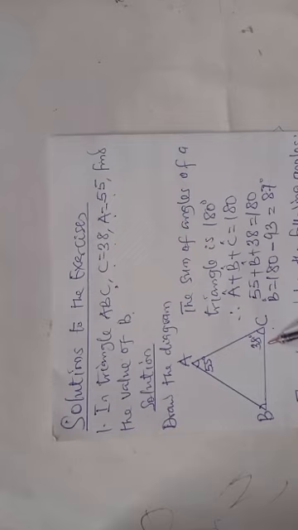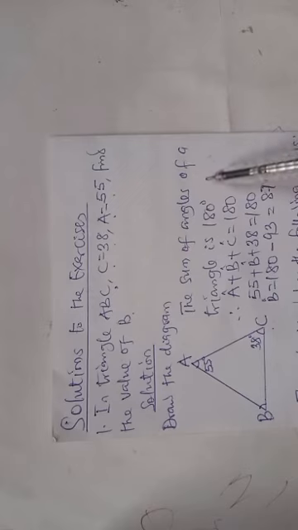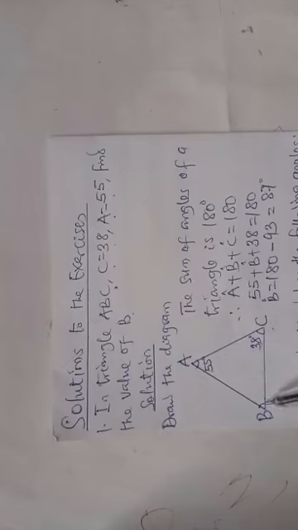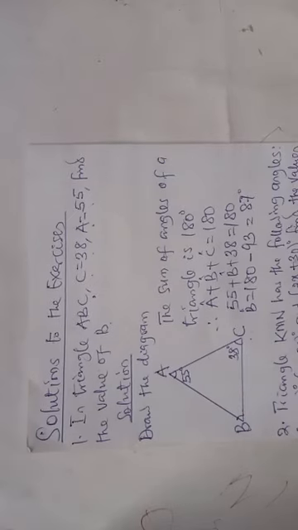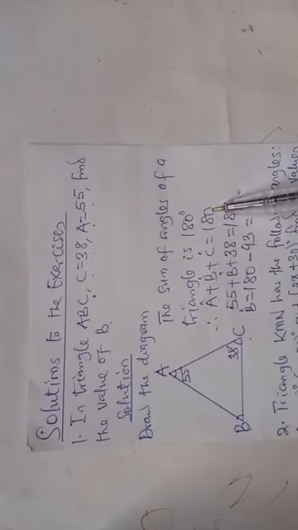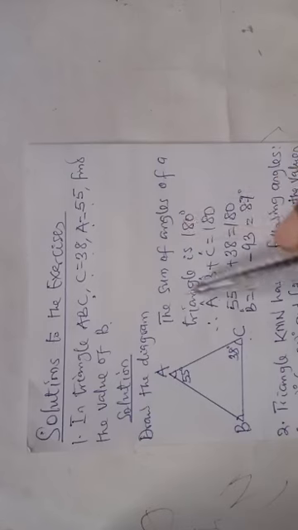Now to solve this kind of problem, we're going to employ a particular theorem. We say that the sum of angles in a triangle is equal to 180 degrees. That means the sum of all the angles in a triangle is equal to 180 degrees. If you sum what is here, here, and here together, you're going to have 180 degrees. So angle A plus angle B plus angle C is equal to 180 degrees. This is based on this theorem.